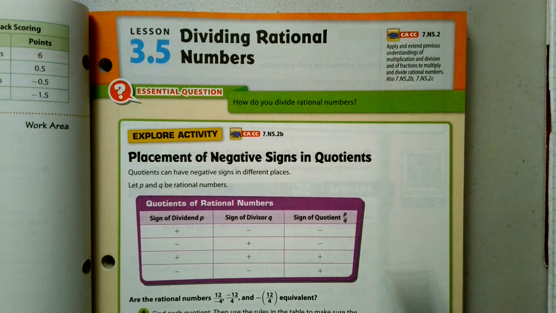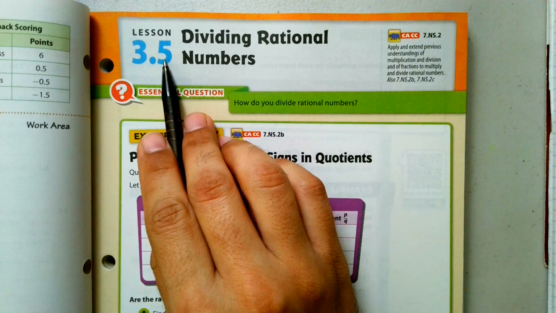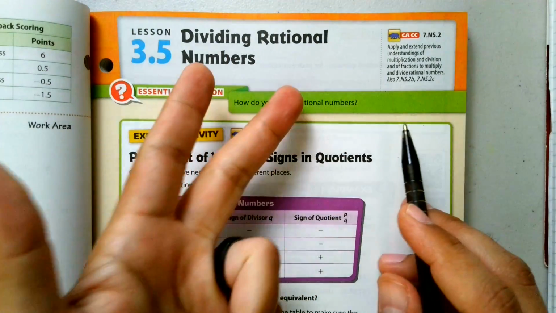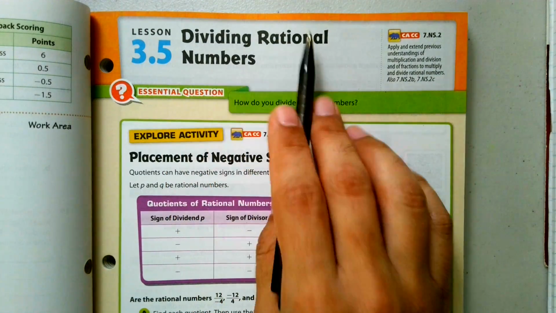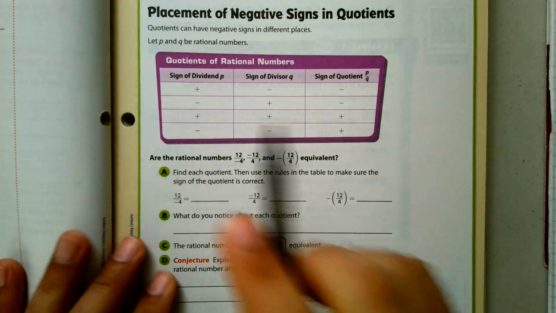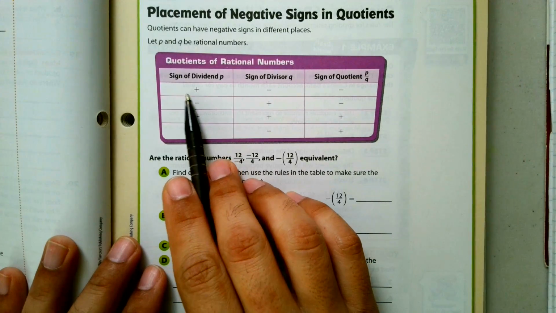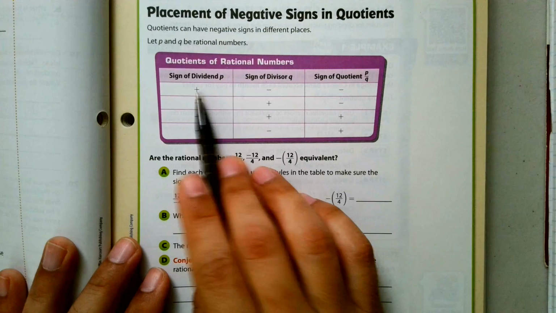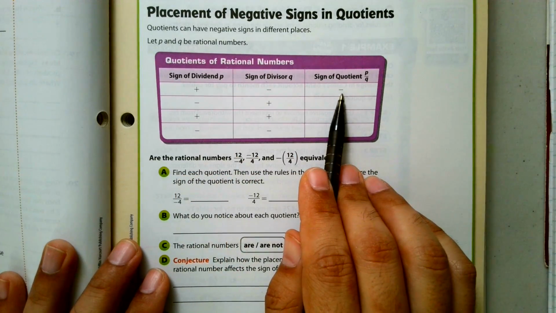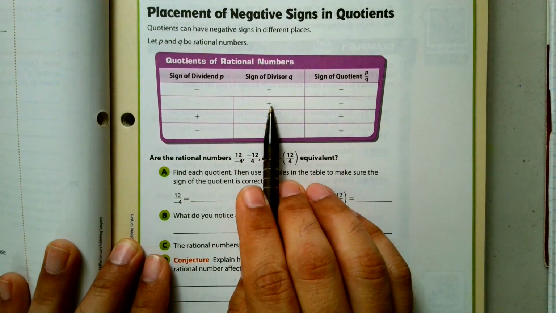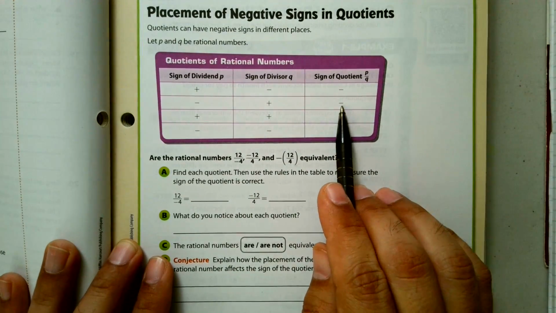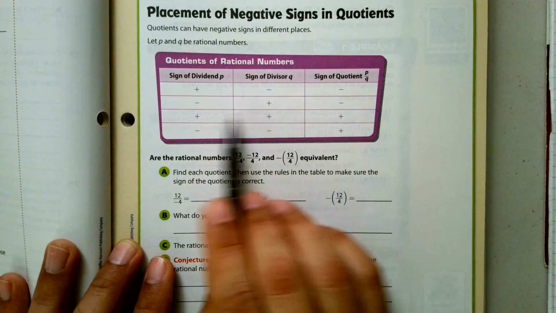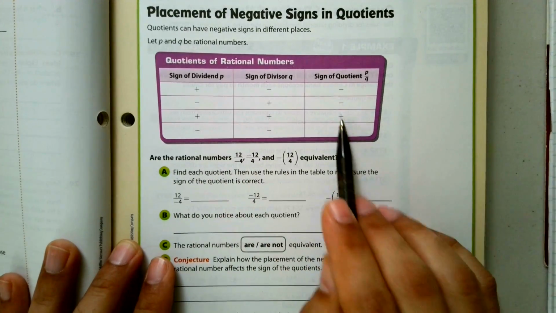Now, in chapter 3, lesson 5, we've added, we've subtracted, we've multiplied, and now we are dividing rational numbers. And just like before, the sign rules are still the same. If you divide a positive and a negative, you're going to get a negative. If you divide a negative and a positive, you get a negative. When the signs are different, it's going to be negative. When the signs are the same, it's going to be positive.